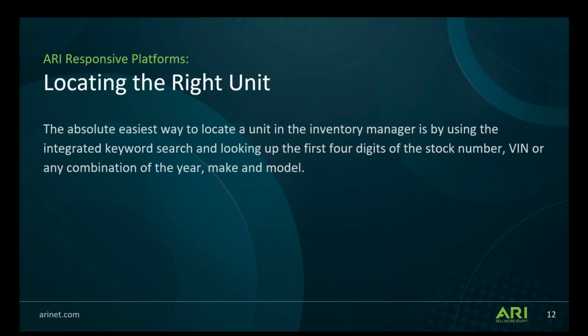And of course, if you are working with our inventory manager, the absolute easiest way to find a unit in the inventory manager, if you are in the CMS editor, is to use that keyword search that is in the upper right-hand corner once you have gone into products and inventory manager. Because you can use the stock number, you can use the VIN, and any combination of the year, make, model to very quickly find the unit that you're looking for.